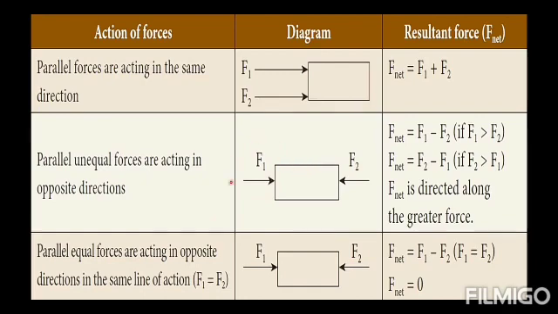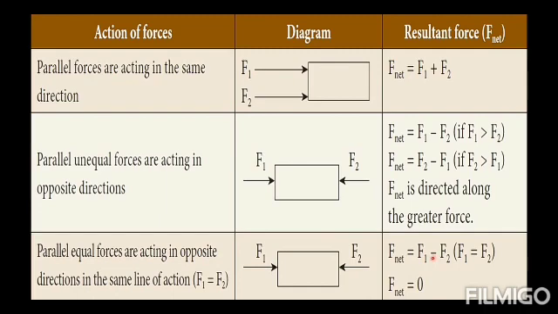Next one, parallel equal forces acting in opposite direction in the same line of action. See, the action is the same, F1 equals F2. Look at this picture, F1 and F2. Both are given the same force. So, you will get F resultant equal to F1 minus F2. Suppose F1 is 5 Newton and F2 is also 5 Newton. So, 5 minus 5, what answer will you get? Resultant force is 0, since F1 equals F2. Both are equal, so the resultant is 0.